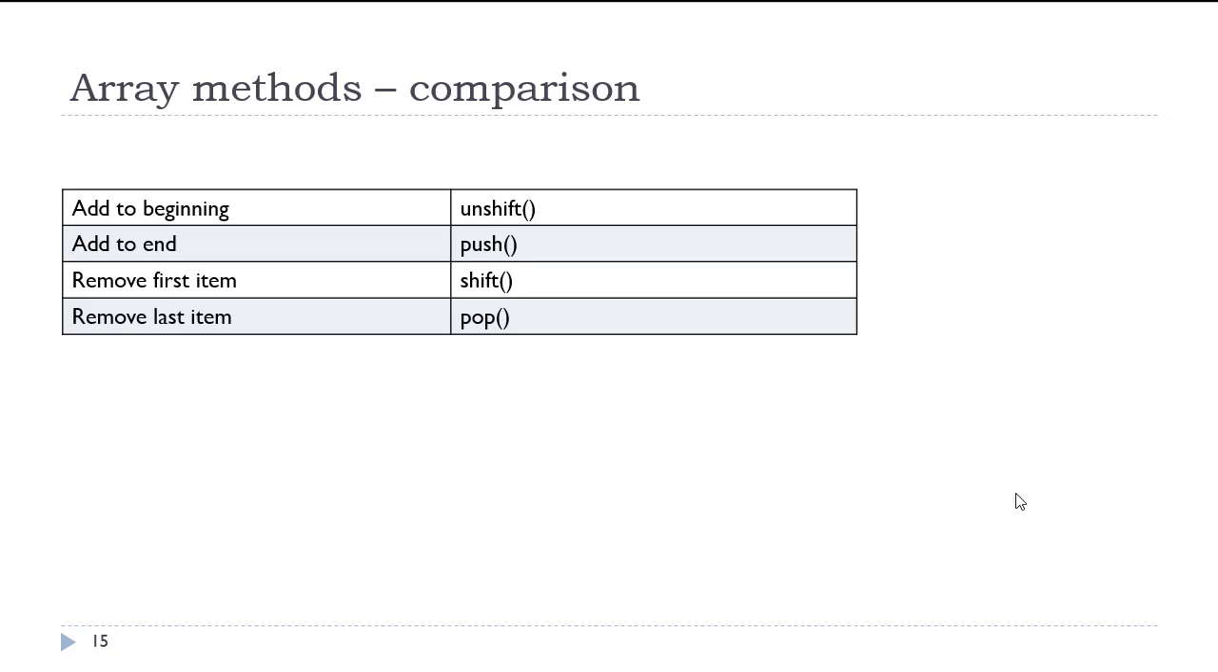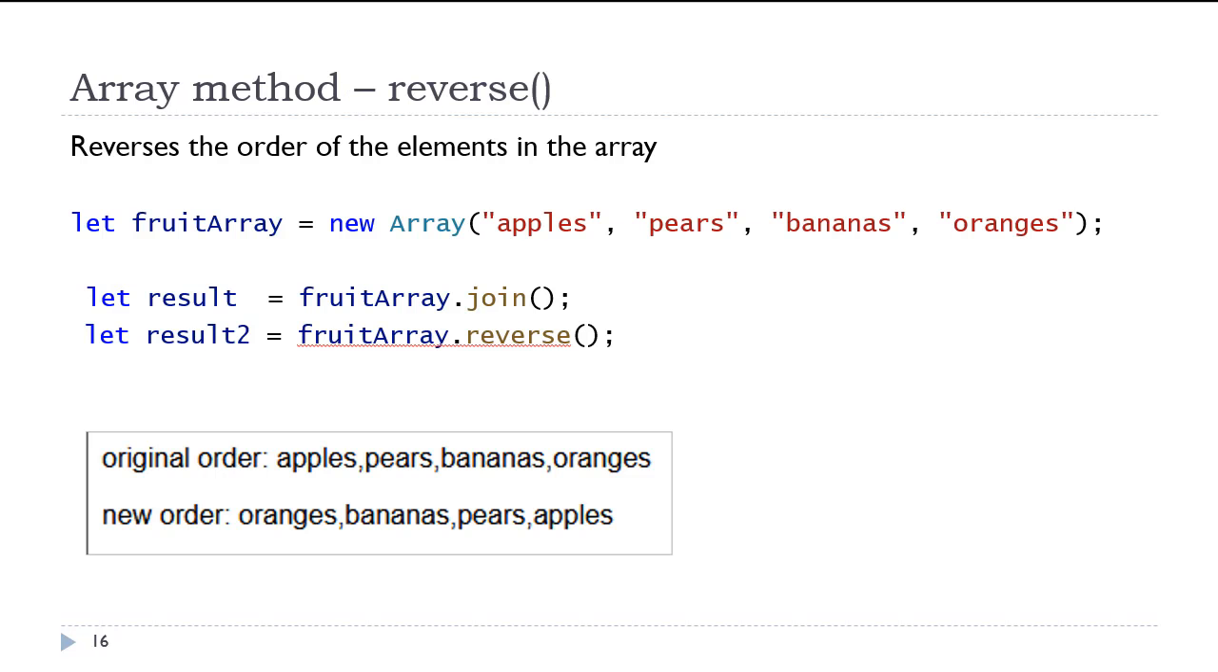So here's a little comparison of these first 4 methods that we looked at, because they are all kind of related. Unshift adds to the beginning, push adds to the end, shift removes the first item, pop removes the last item. The reverse method will reverse the order of the elements. So here I have 2 statements. First I have fruitarray.join showing you the default order. Now I have fruitarray.reverse, which shows that indeed the order was reversed.